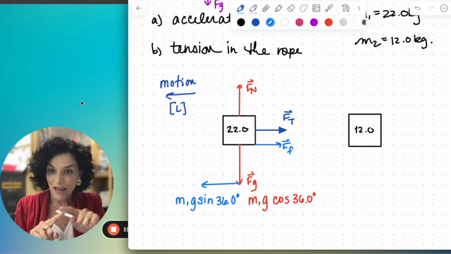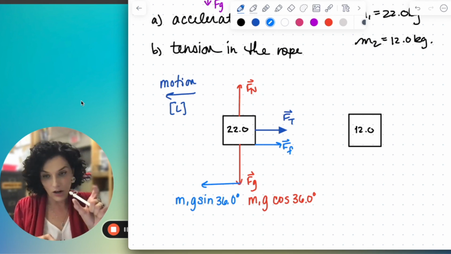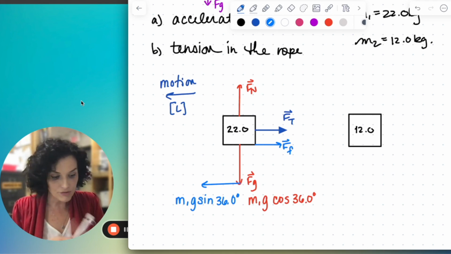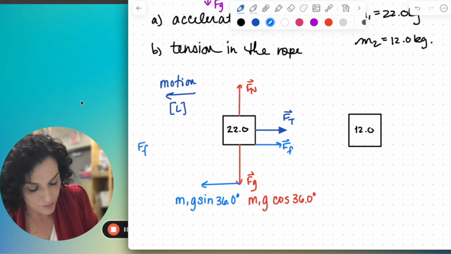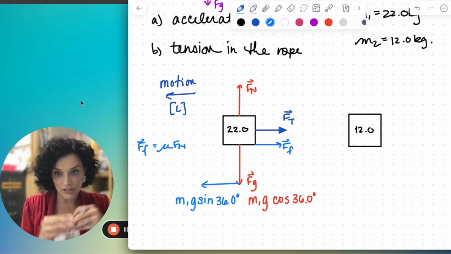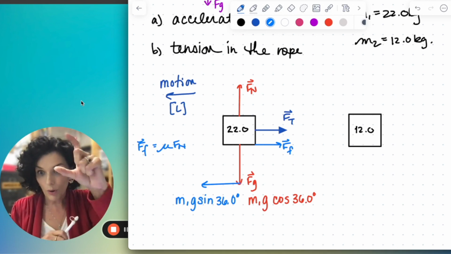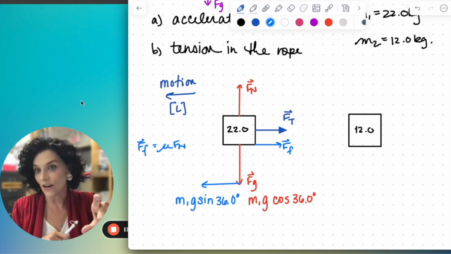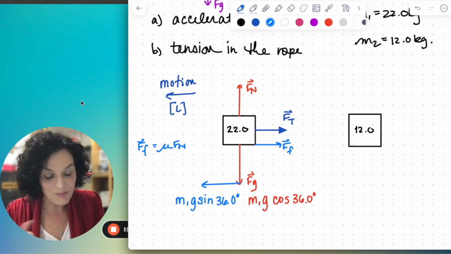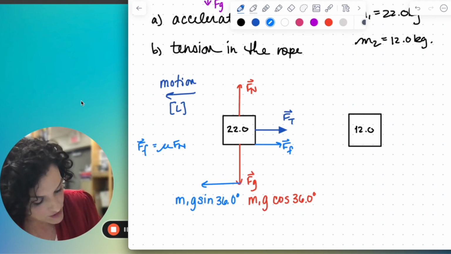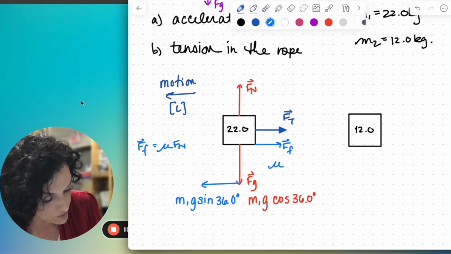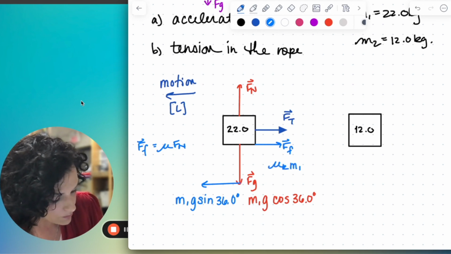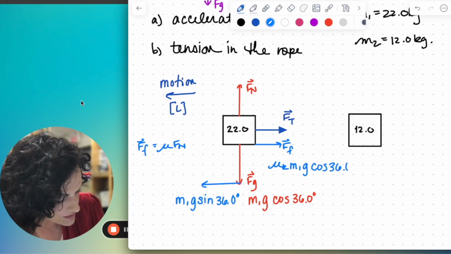Now, because we have an angle and the object is sitting on a slant, force of friction, just a friendly reminder, is made up of mu times my normal. And remember, my normal isn't just mg. My normal component has to be oppositional to my force of gravity pointing down. So that means when I put my force of friction in, it's going to be, so there's my mu k value, m1g cosine 36.0 degrees.